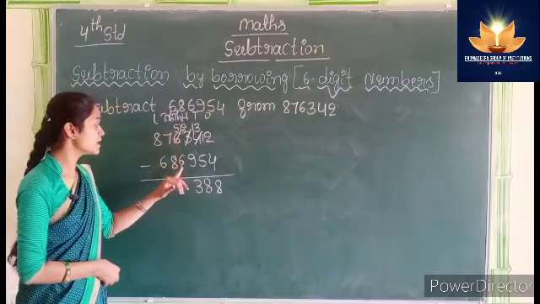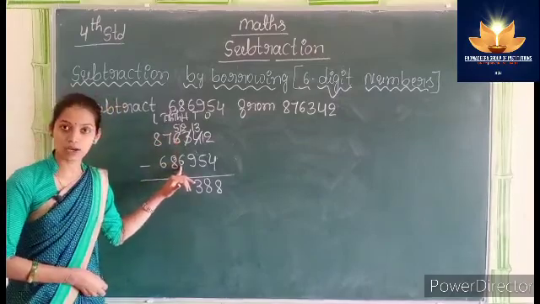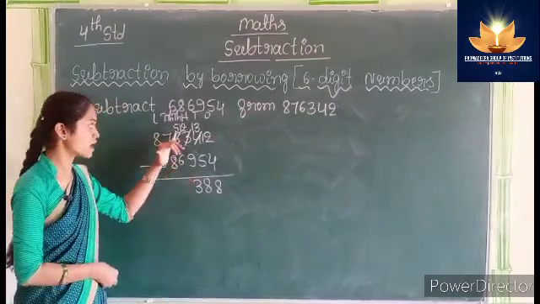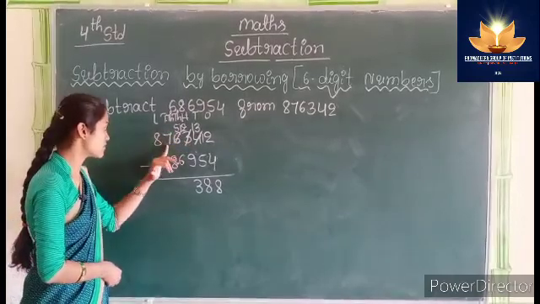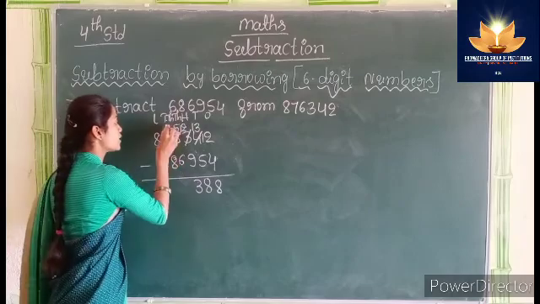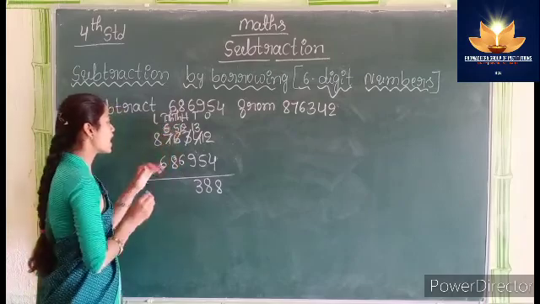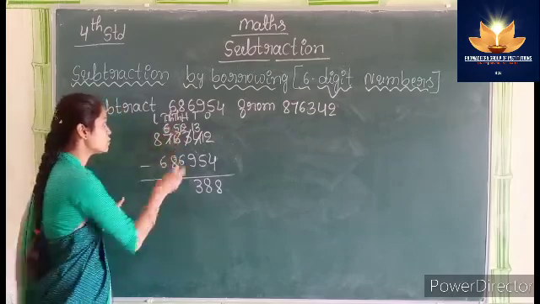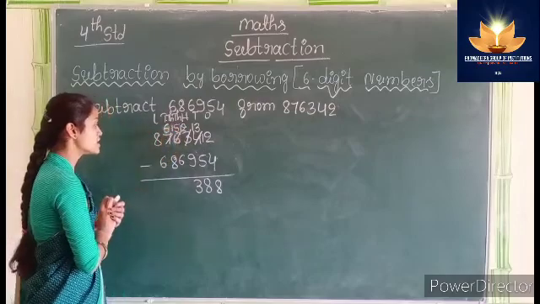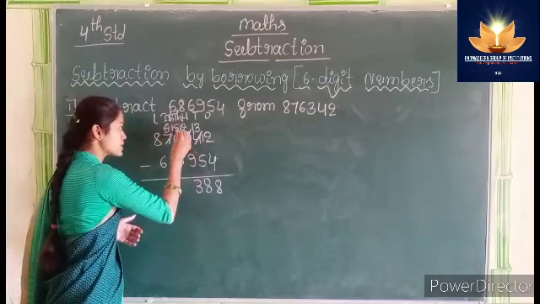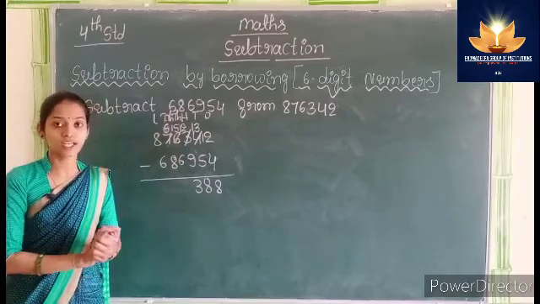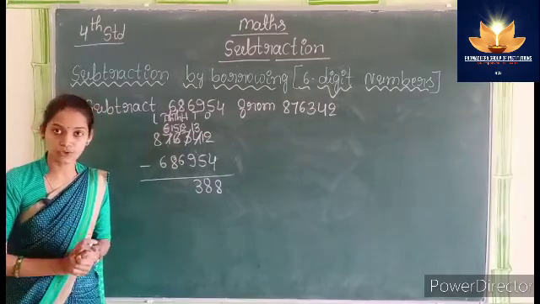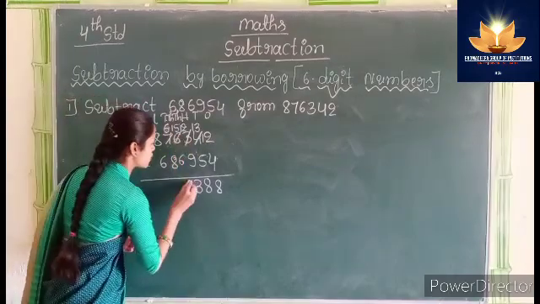Then 5 minus 6. Again we cannot subtract 6 from this 5. That's why we have to borrow 1 10,000 from this 7 10,000. Here we have left 6 10,000 and here 5,000s become 15,000s. Subtract 6,000 from this 15,000s. So that is 9,000. We get 9 and that 9 should be written in this thousands place.